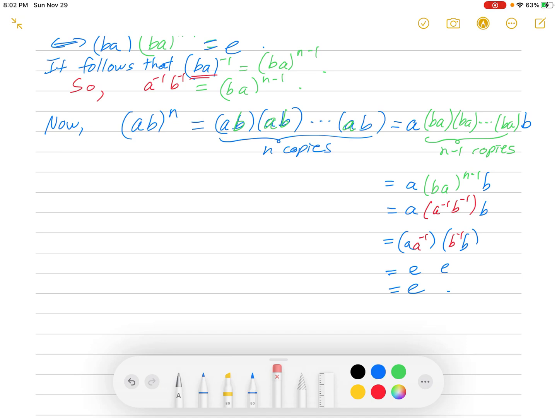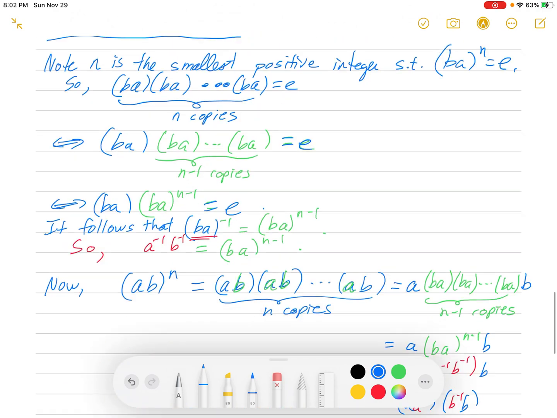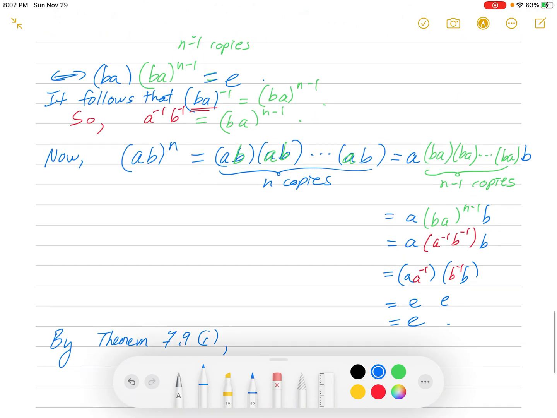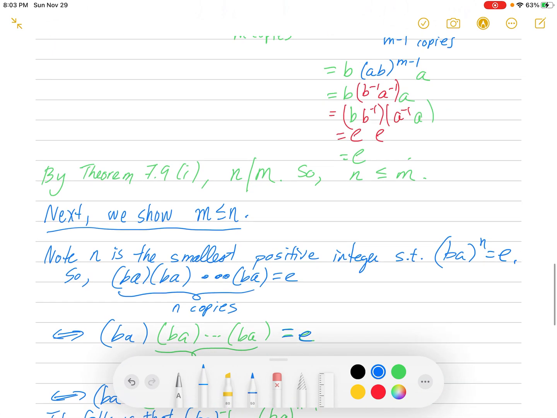So it follows that, by what theorem was that? Theorem 7.9.1. The order of AB, what was the order of AB called here? M, right? M has to divide this power here, n. So thus, it follows, since m and n are both positive integers, m is less than or equal to n.